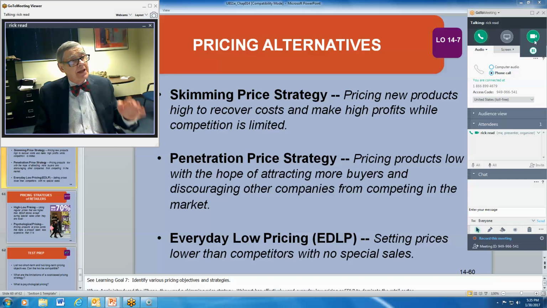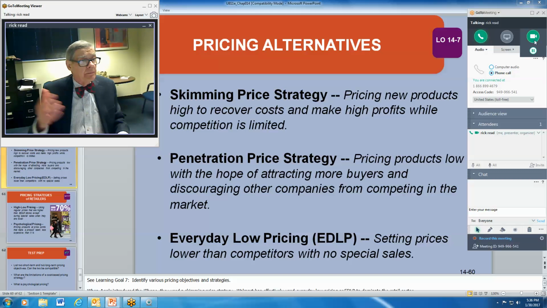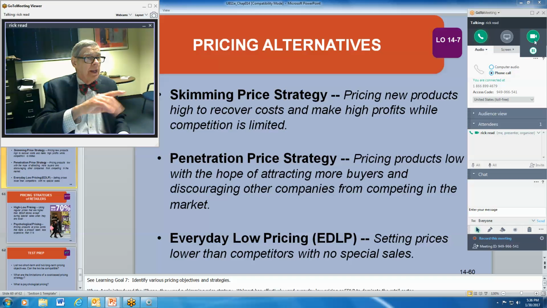Penetration prices. That's what I talked about early on about small companies having an issue of saying they have to have a low price so they can penetrate the market. That can be a good tactic, but it's costly to small businesses because if they don't make enough profit, they're going to have to raise prices, and that's always difficult. Everyday low prices. That says I'm going to say this is the price I'm going to charge, and I'm not going to offer any sales or anything of that nature.